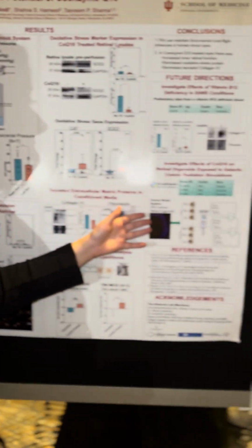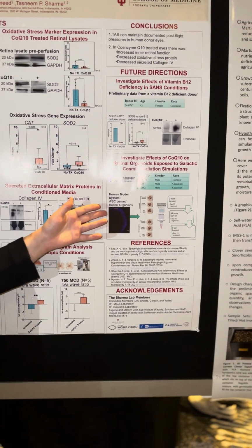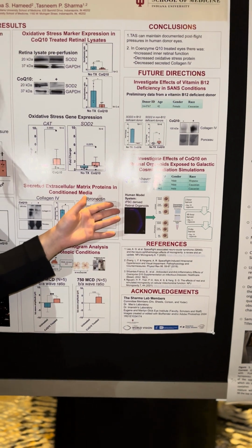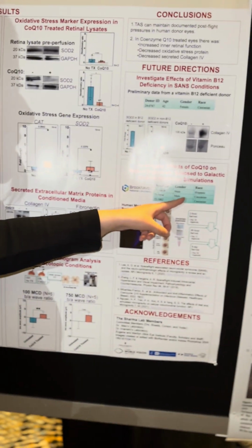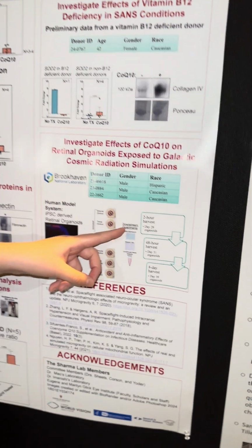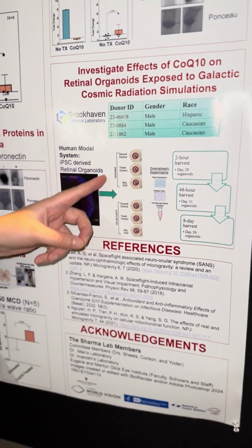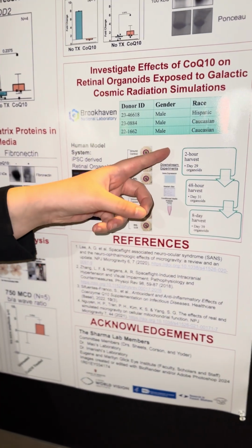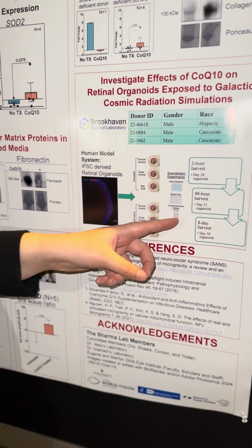Lastly, just to give a hint of what we're doing in the lab now, we went to Brookhaven National Laboratory in October, and we were able to irradiate human-derived retinal organoids from Hispanic and 2 Caucasian donors in our lab, and we were able to do treated and untreated at 2-hour, 48-hour, and 8-day harvest points.